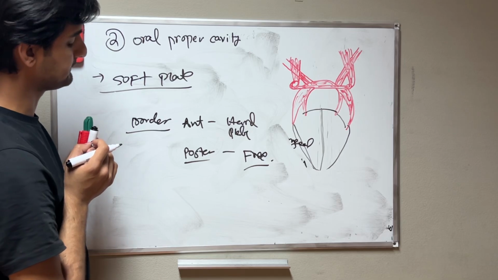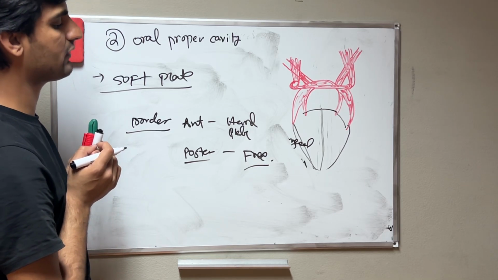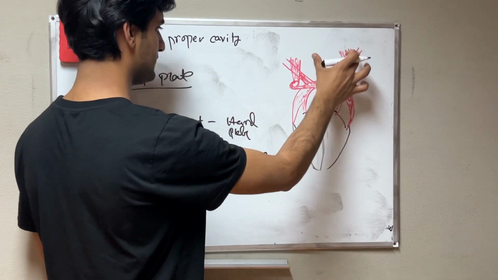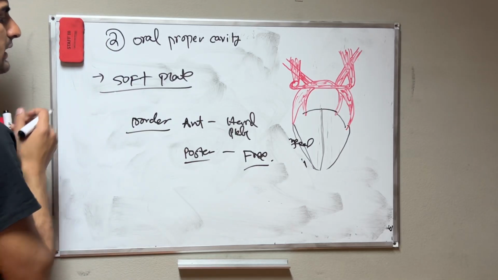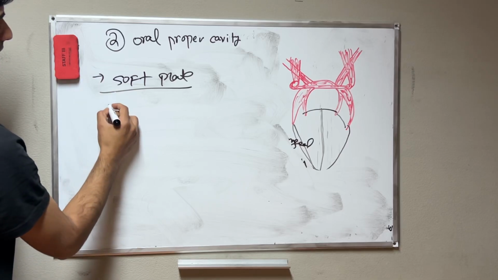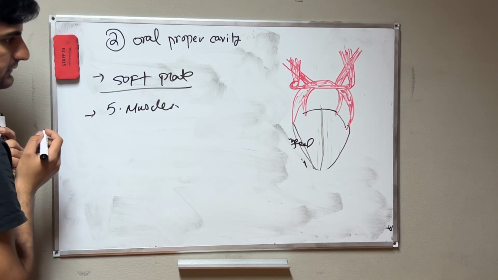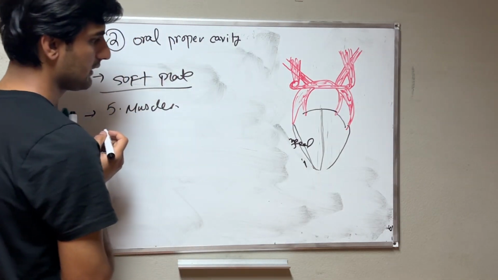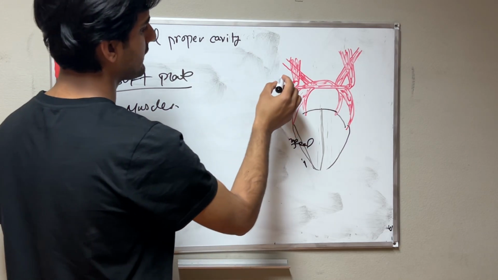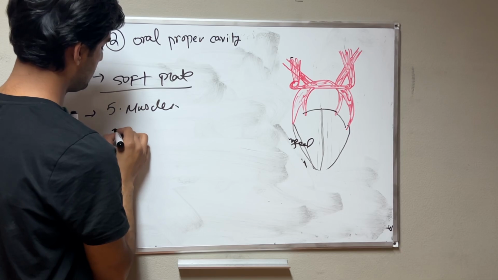Now if you talk about the muscles of the soft plate, we have 5 muscles. The 5 muscles I draw here, this is the soft plate. 5 muscles of the soft plate. The first muscle we have is the muscle of uvula.